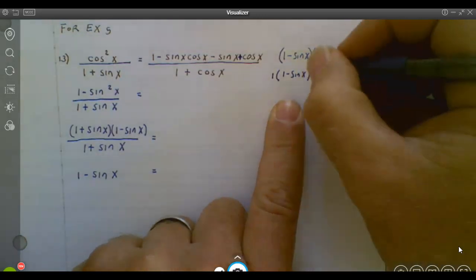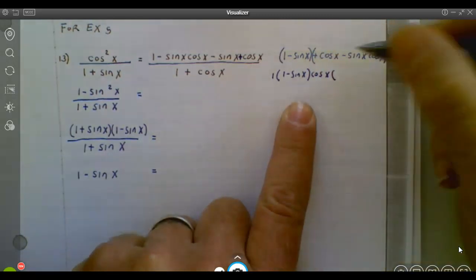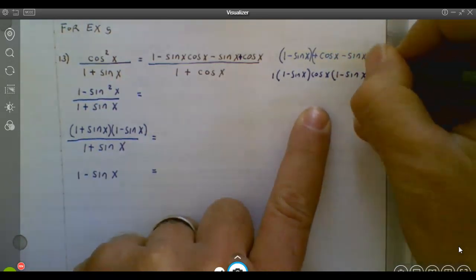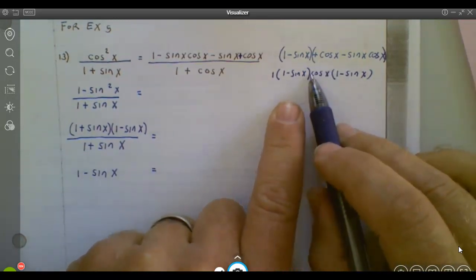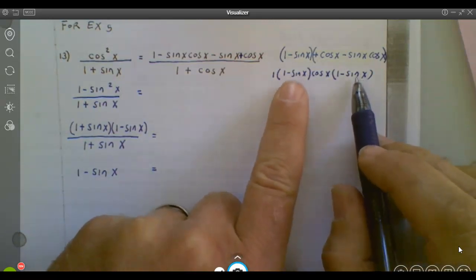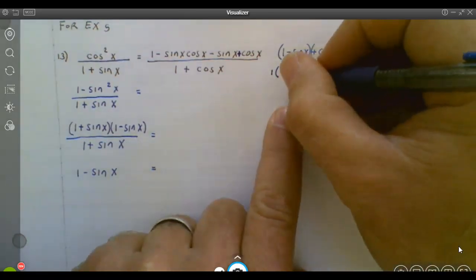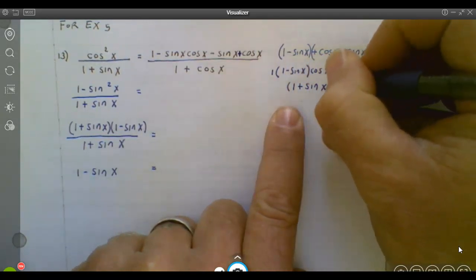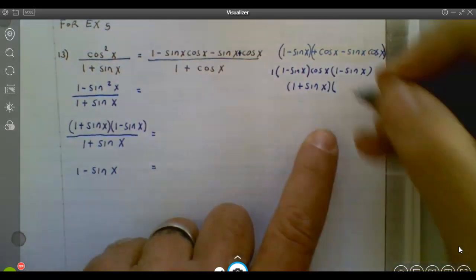On this side, I'm going to factor out cosine of x, which would leave me with 1 minus sine x. And the whole purpose of grouping was that these guys can become the same. Sorry, I should have carried that plus sign down. There's a plus sign right there. These guys are the same, so I'm actually going to factor these out as a greatest common factor. So I'm going to factor out my 1 plus sine x. And that would leave me with 1 plus cosine x.